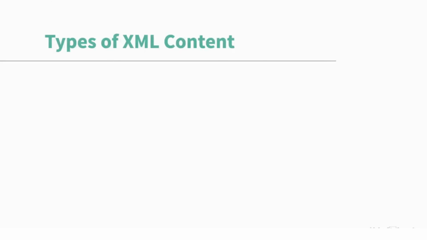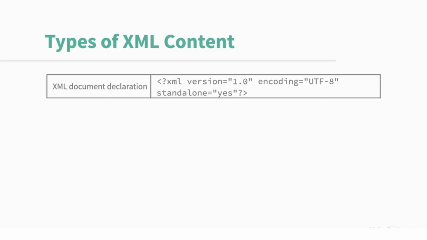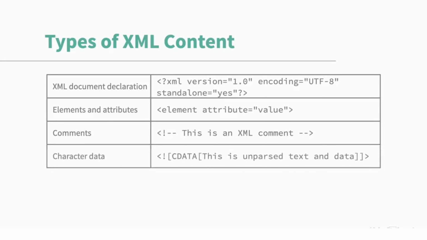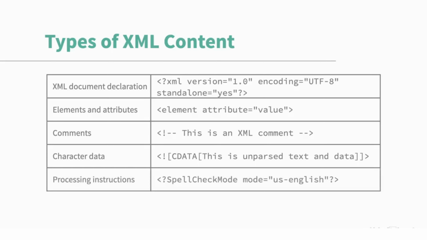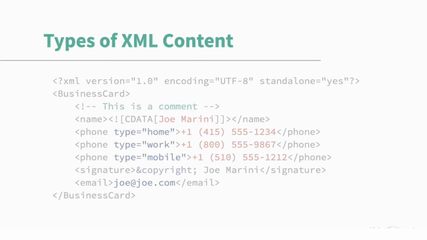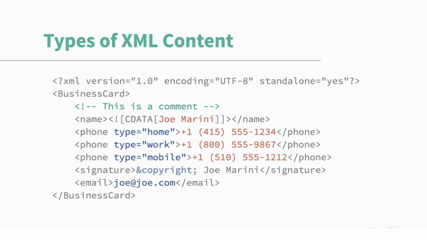So let's start off by learning about the types of content that XML files can contain. There's about a half dozen or so types of XML content that you'll run into when working with XML data, and I've listed the most common ones in this table. There's the XML document declaration, elements and attributes, comments, character data, processing instructions, and entity references. Some of these content types are used in this actual XML example.